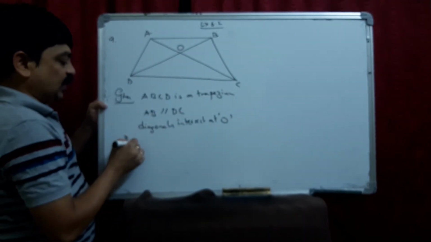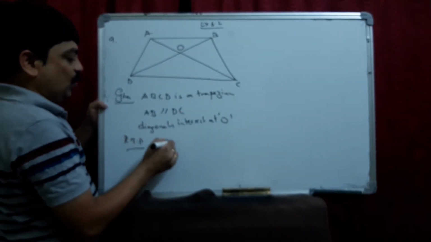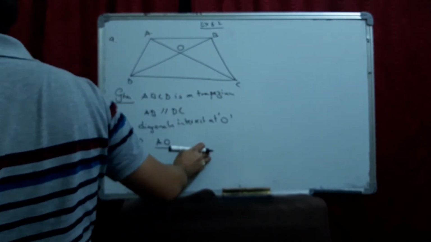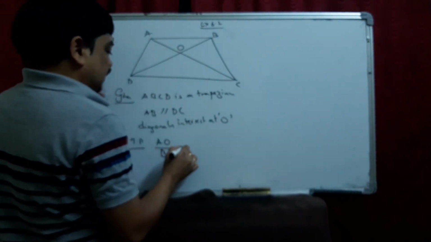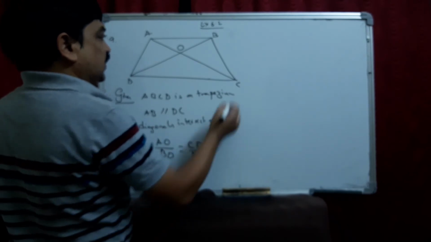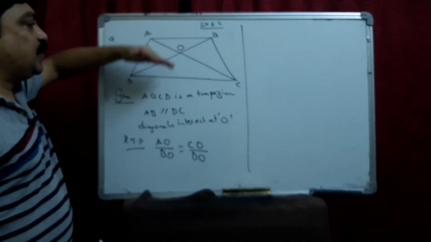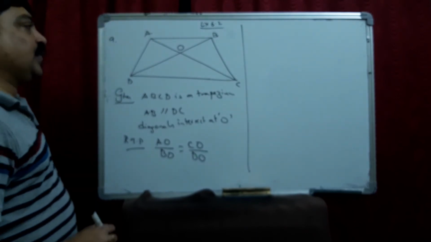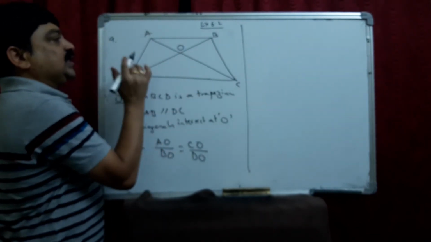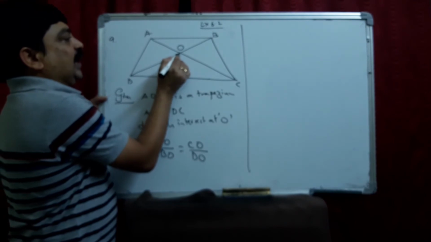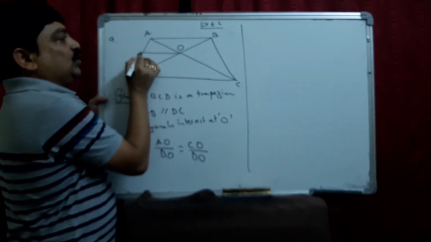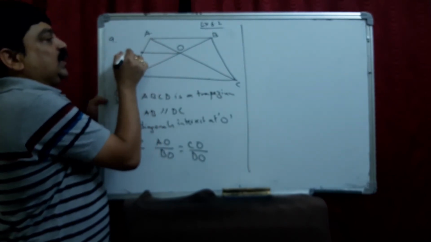Now, what is RTP? AO by BO is equal to CO by DO. Okay, now this is the thing which we have to prove. To prove this, we know that AB is parallel to DC. Now, anywhere in this part or in this part, you just take a line which is parallel to one of the sides. So, let us take OE.